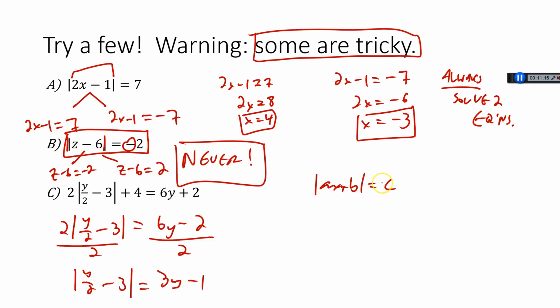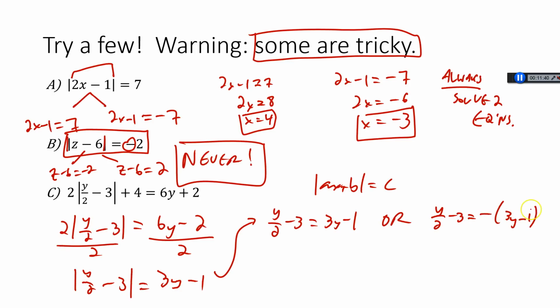Now we're at this point. Our c is a little bit more complicated, right? Our c has a 3y and a minus 1, but we're still isolated. We've isolated the absolute value. So what we're going to do now is do the positive and negative. So y over 2 minus 3 could be 3y minus 1, or y over 2 minus 3 could be equal to the opposite of 3y minus 1.